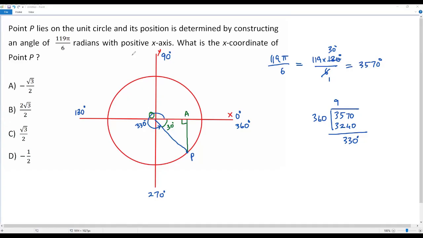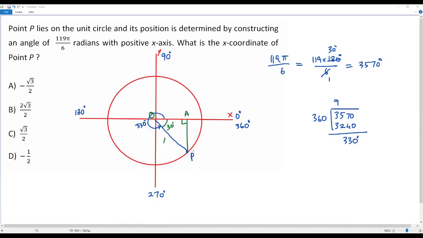And also it's a unit circle. The question says, since it's a unit circle, its radius has to be 1 unit. We know that this OP represents the radius of this circle, and the length of this OP is 1. And in this right triangle, the length of this line segment OA over here is the x-coordinate of the point P. Our aim is to find the x-coordinate of the point P.